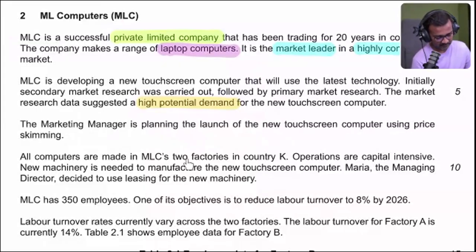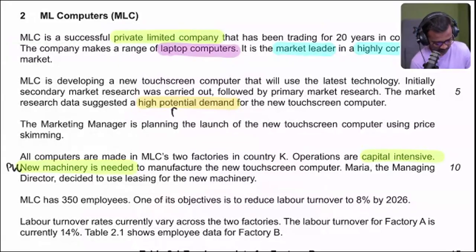All computers are made in MLC's two factories in country K. Operations are capital intensive, as you would expect. New machinery is needed to manufacture the new touchscreen computer. Again, something to do with finance being required, and maybe that's something that you can link to public limited companies. So what you might do at this point is write a little note here, PLC. So this is linked to public limited companies.